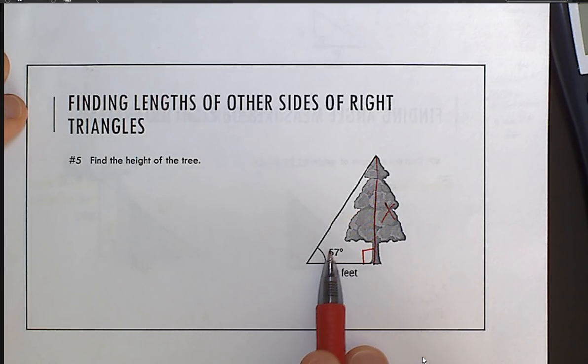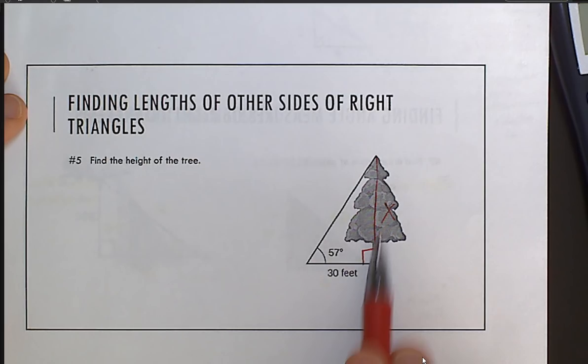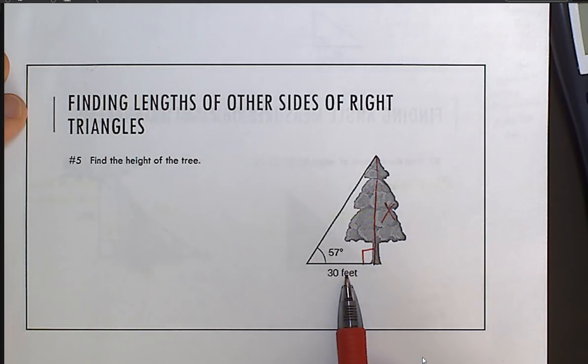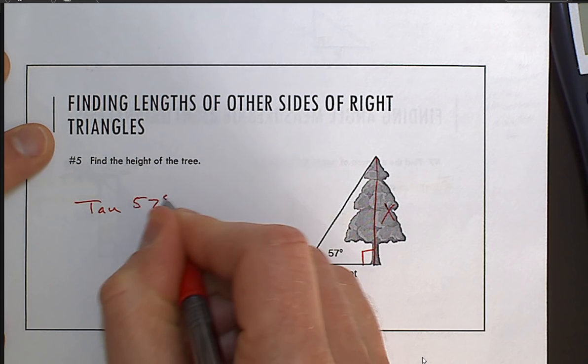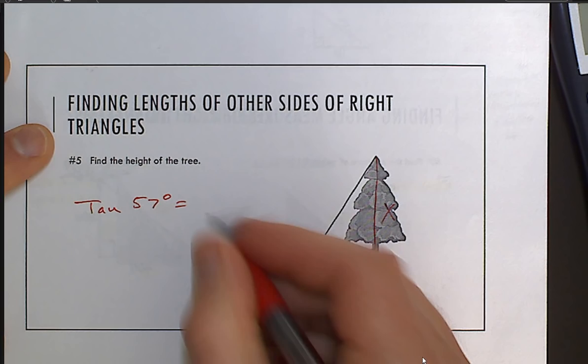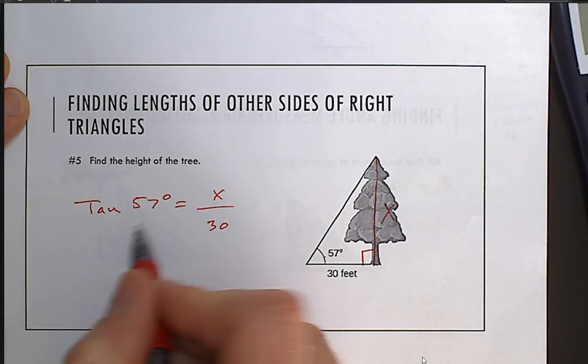So 57 is here. It's touching 30, so that's the adjacent side. x is the opposite side, so what's opposite over adjacent? That would be tangent. So that tells you you're going to use tangent of the angle, 57 degrees, which is opposite x over adjacent, which is 30. So that's your setup. And again, I always make it a proportion and cross multiply.